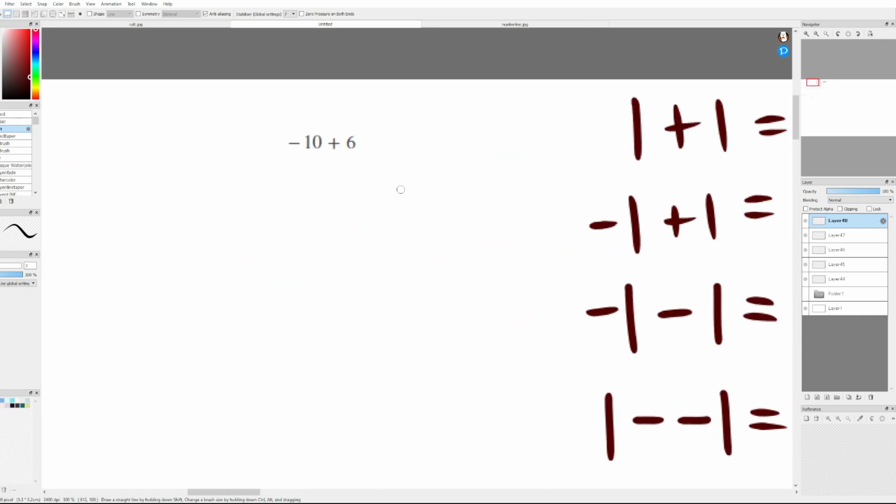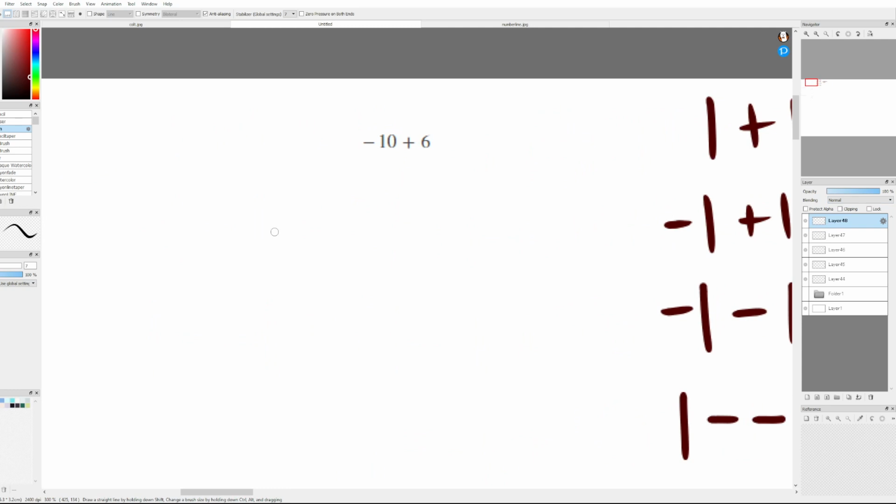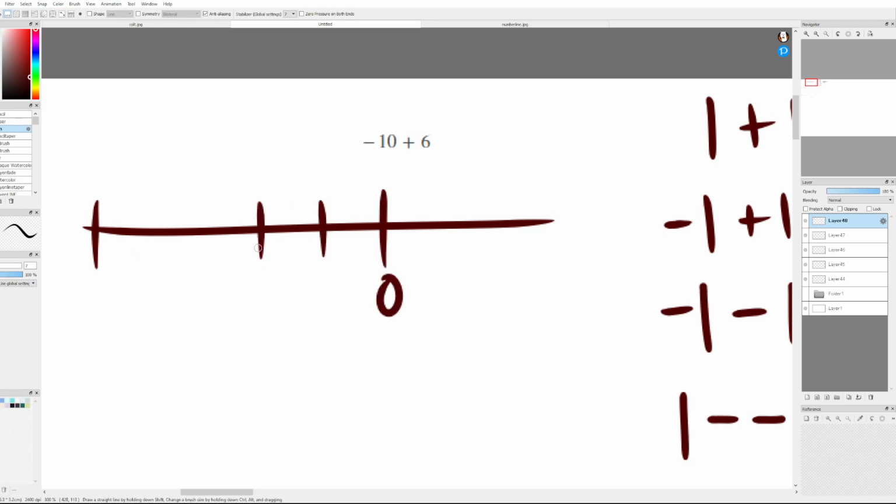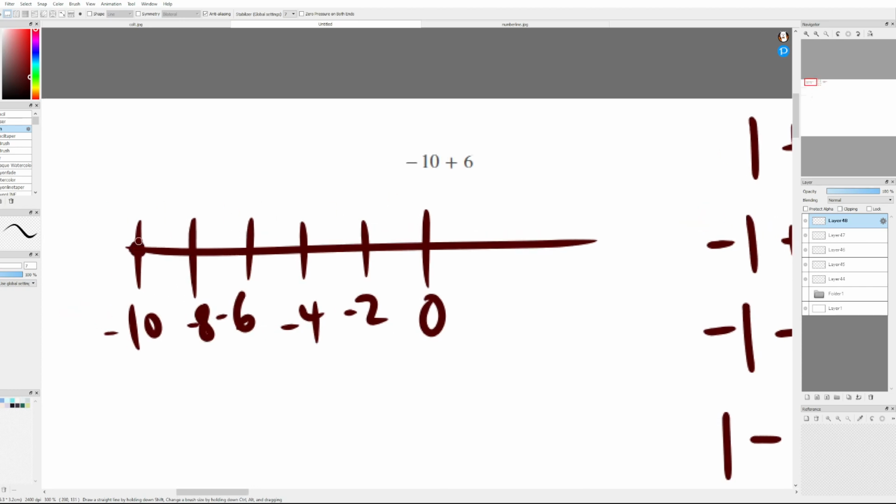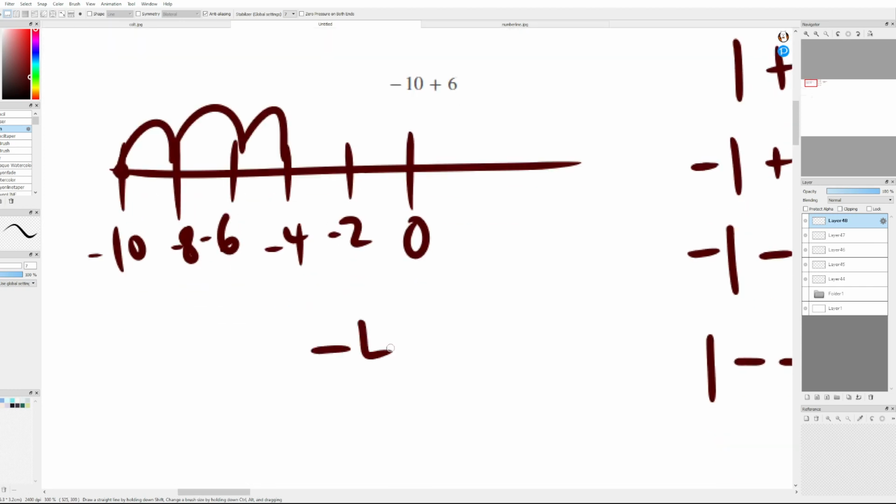Going back to our example problems, we have negative 10 plus 6. If we think about it on the number line, let's do it by 2s: 0, 2, 4, 6, 8, 10, and they're all going to be negative. So we start at negative 10 and add 6: 2, 4, 6. Our answer is going to be negative 4.